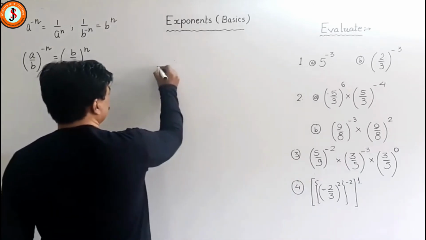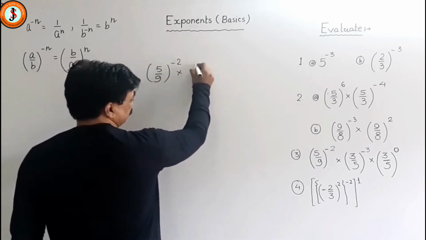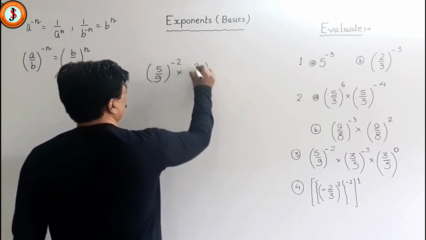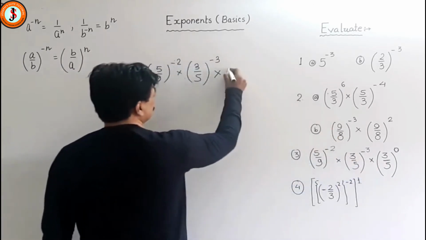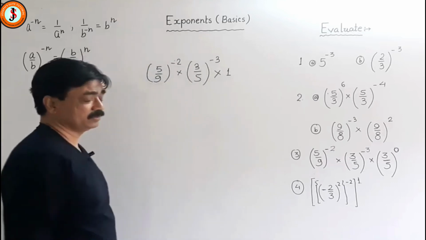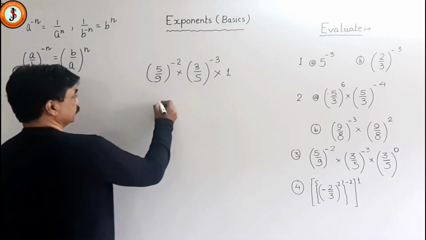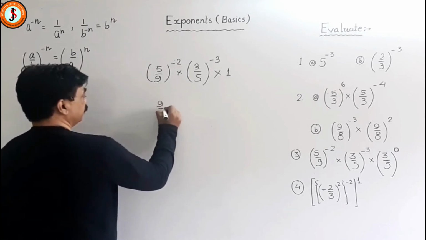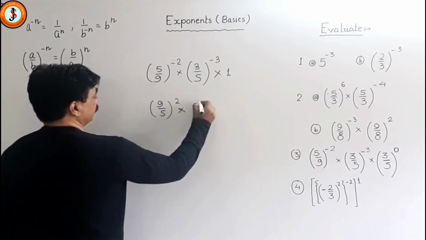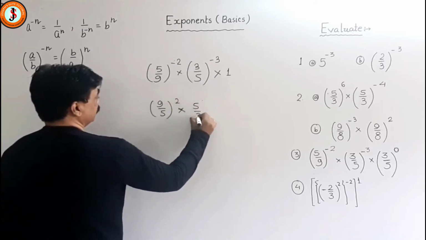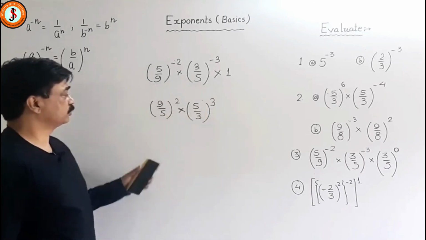This is (5/9) to the power minus 2, and all the fractions are different, (3/5) to the power minus 3. And now into, this is anything to the power 0 is 1. So we don't have to care for that, just put 1 over there. So what will happen? This will be (9/5) whole square, and this will be into (5/3) whole cube. And then you can expand and solve.